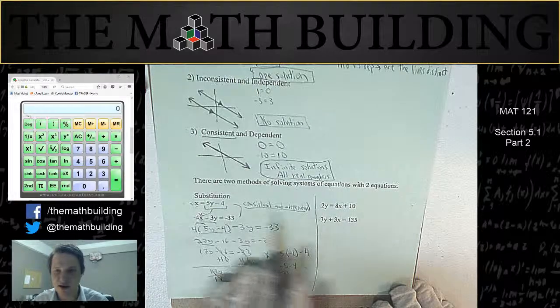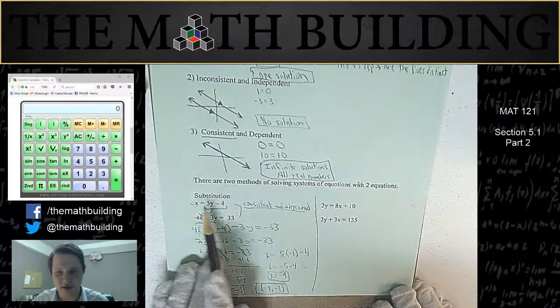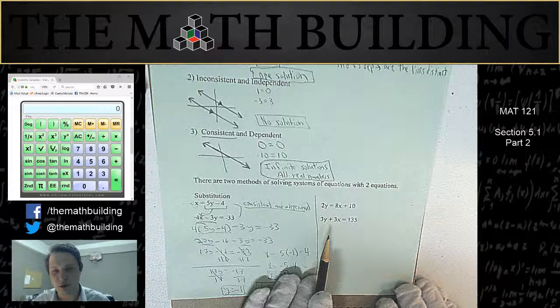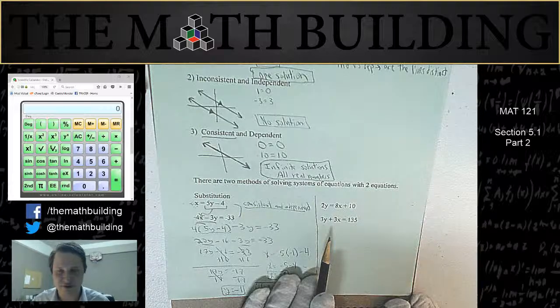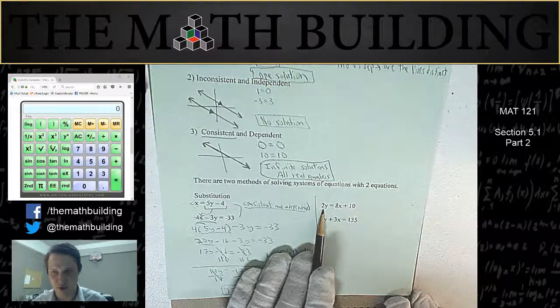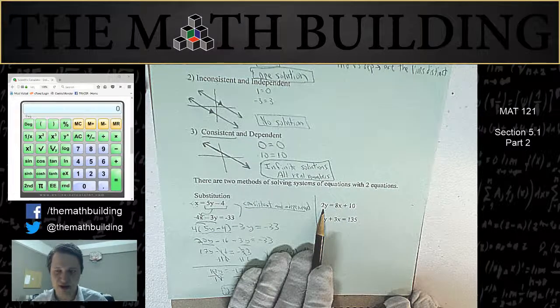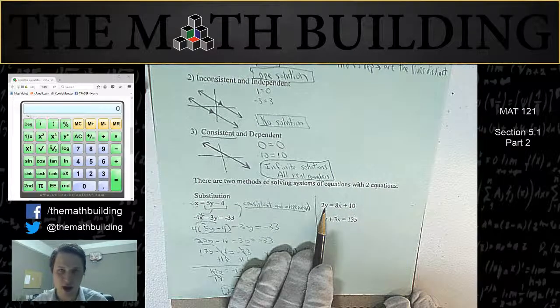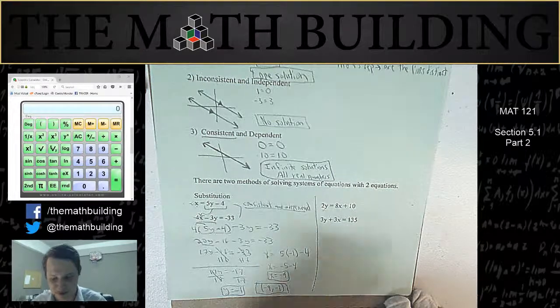And the reason is because even though we don't have a variable by itself, we have a variable that would be very easy to get by itself. Do you see which variable that is? In one step, we can get it by itself. It's the 2y right here. If we divide by 2, we're going to have y by itself, and then we're ready to do substitution.